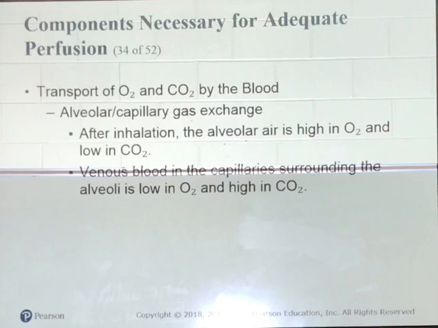Alright, so we talked about gas molecules move from an area of what concentration to what concentration? High to low. Alright, so venous blood carries what kind of blood? Is it oxygenated or deoxygenated? Deoxygenated. And arteries carry what kind of blood? Oxygenated.